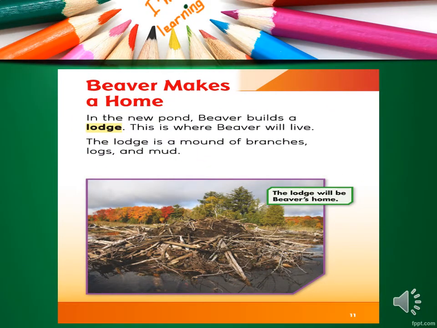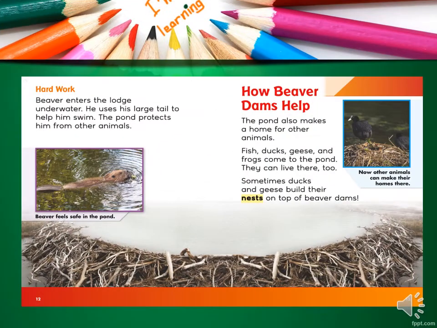Beaver makes a home. In the new pond, Beaver builds a lodge. This is where Beaver will live. The lodge is a mound of branches, logs, and mud. The lodge will be Beaver's home. Hard work. Beaver enters the lodge underwater. He uses his large tail to help him swim. The pond protects him from other animals.